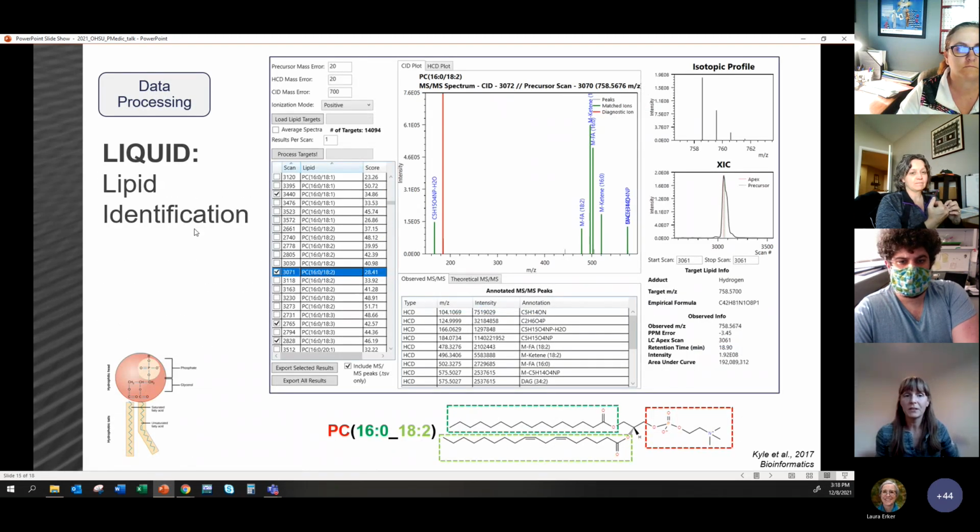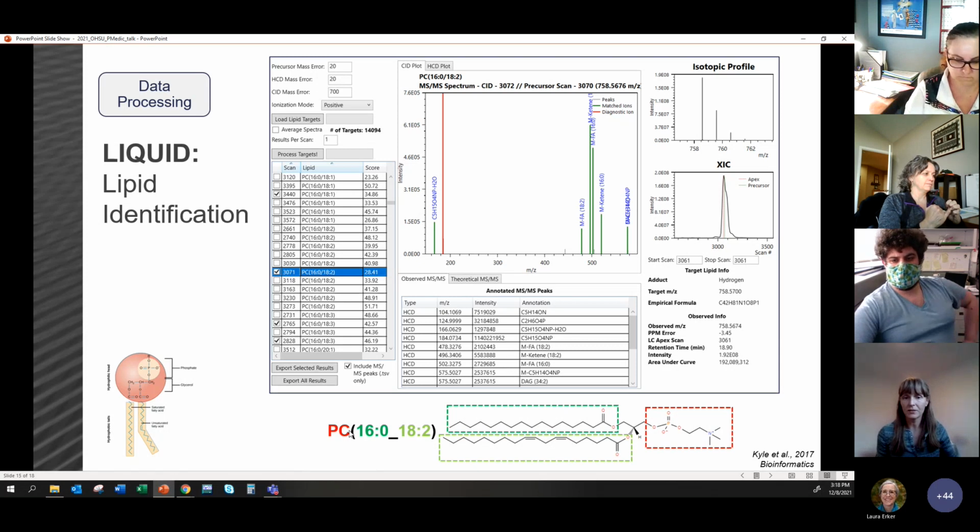We identify the lipids, so we use an in-house software that we developed and published a few years ago. What this software allows us to do is identify the type of lipid that's present. So in this case, it's a phosphatidylcholine, and then it also allows us to identify the fatty acids that are associated with it.